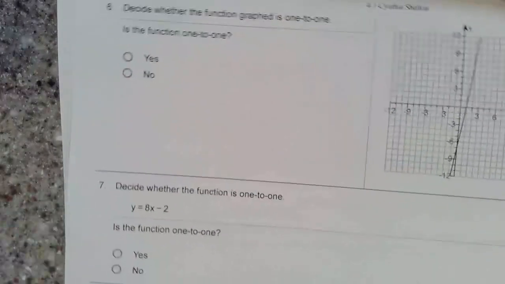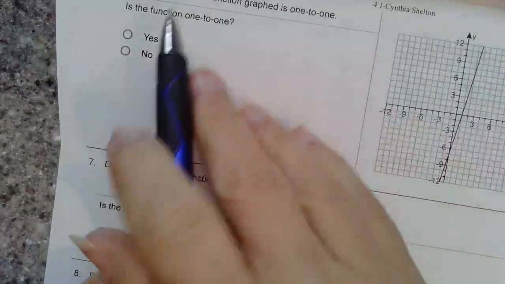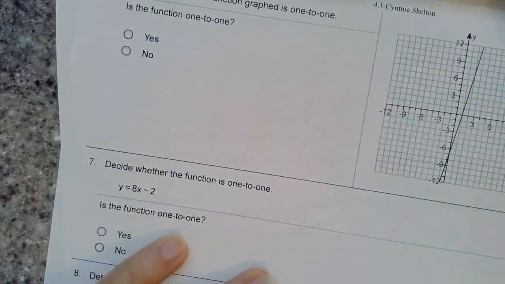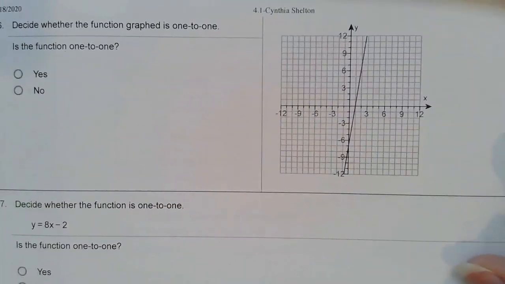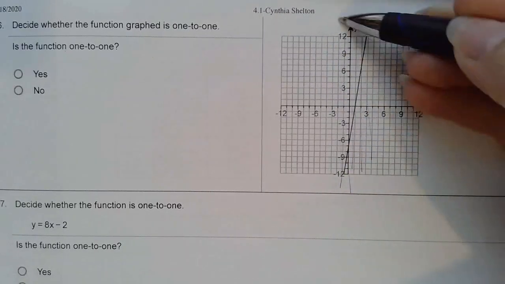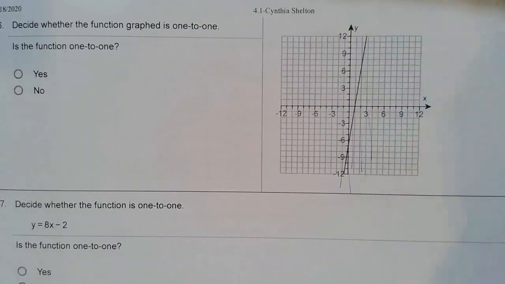All right, next question, we're going to look at a graph. It says, decide whether the function graph is one-to-one. And so we can use the vertical and the horizontal line test. We're just asking, is anything repeated vertically? We did that back in chapter 2. For regular functions, you can't repeat vertically. Well, for one-to-one, you can't repeat horizontally either.